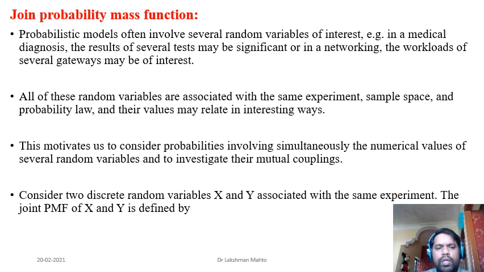So how do we define it? For the simple case, we consider two discrete random variables X and Y, both associated with the same experiment. Then the joint probability mass function of the random variables X and Y can be defined as follows.